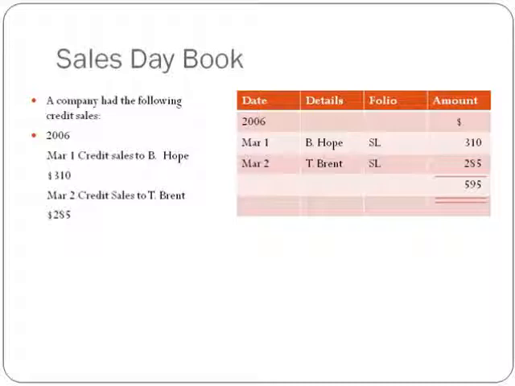And March 2, T Brent bought some goods from you on credit. When you do that, you would place the $285 under the amount column, and you just work it as is. And after you do that, you will then tally, and you will get the amount $595. Once you follow this procedure, you'll have no problems.